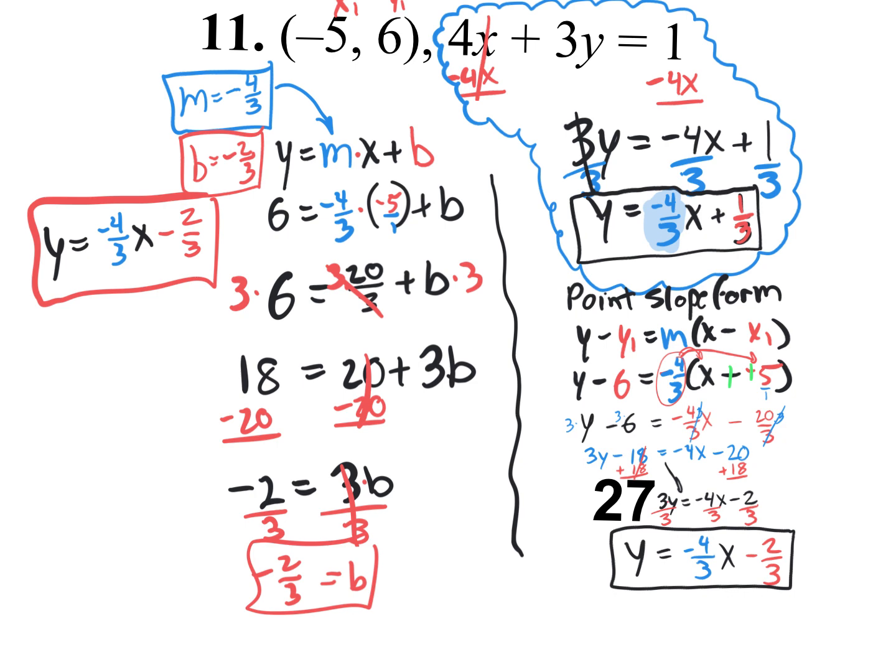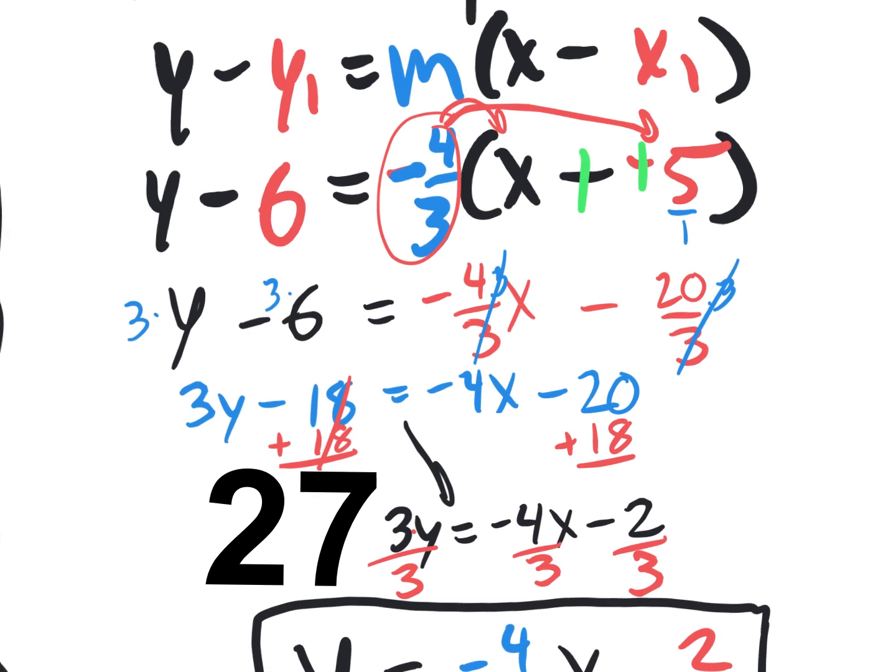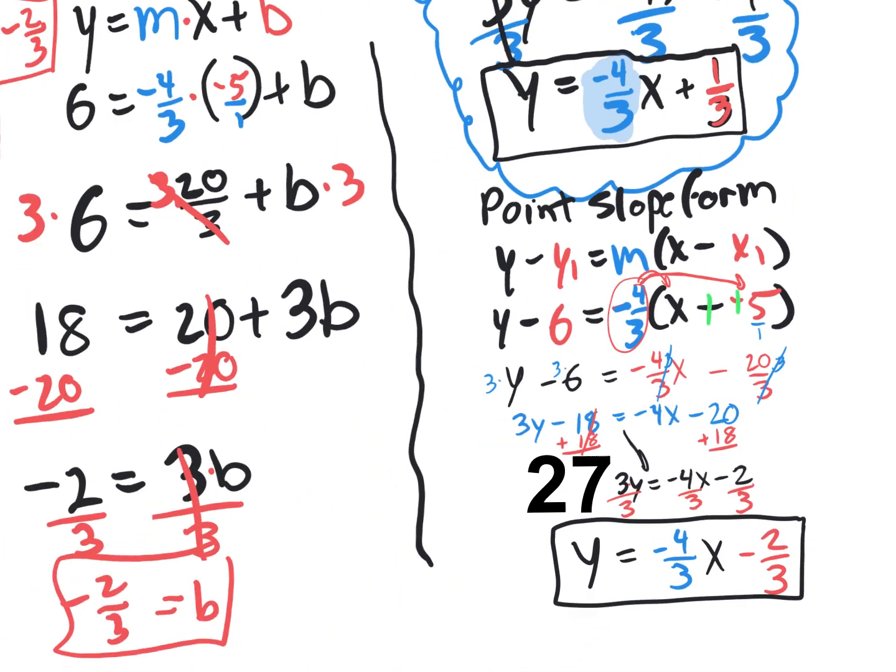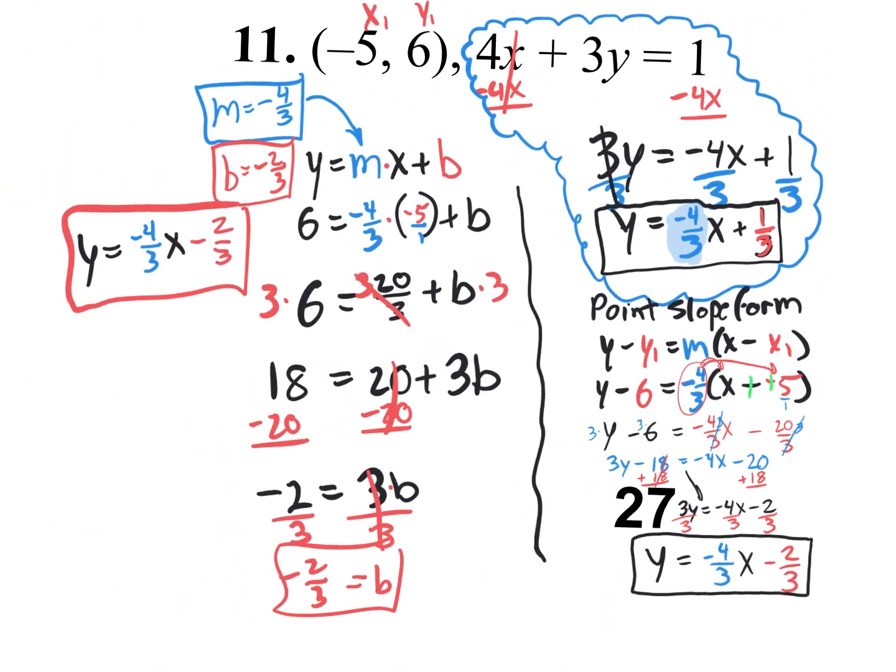In both different ways, you had to deal with fractions, so we got rid of them by multiplying everything by the denominator of the fraction. It probably would have been a little bit easier if, at the point-slope form situation, we would have gotten rid of this fraction right here by multiplying y times 3, 6 times 3, and this fraction times 3. That way you would just distribute a negative 4 times x and a negative 4 times 5. I think that would have been a little bit nicer, but we got it done in two different ways.